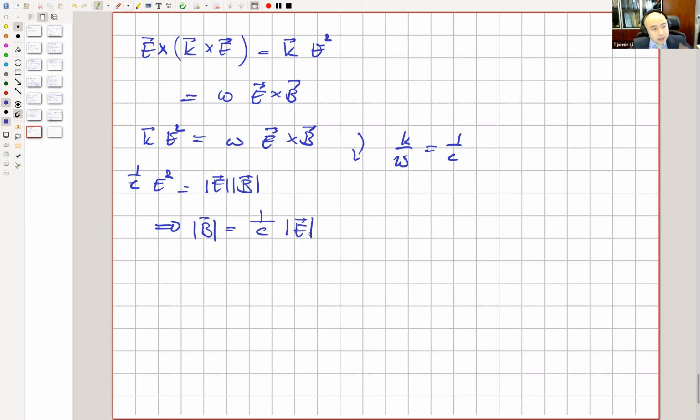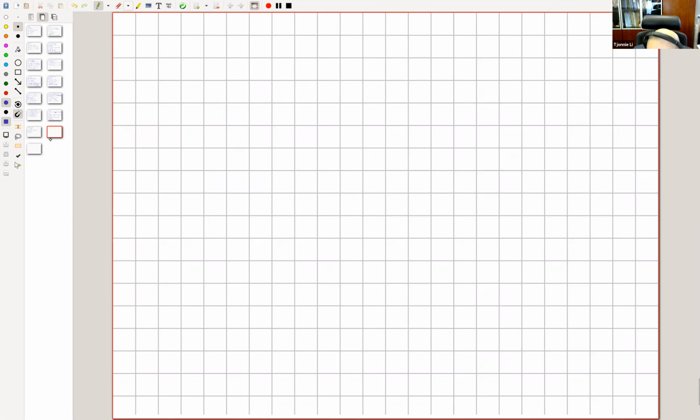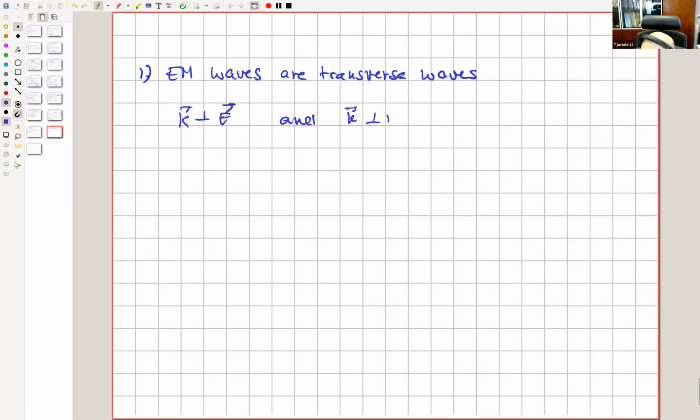Okay, so simply by having the plane wave solution and plugging it back into Maxwell's equations, I can end up deriving the properties of the electromagnetic waves. And in particular, these are, one, EM waves are transverse waves, in such a way that k is perpendicular to the E field and k is perpendicular to the B field.